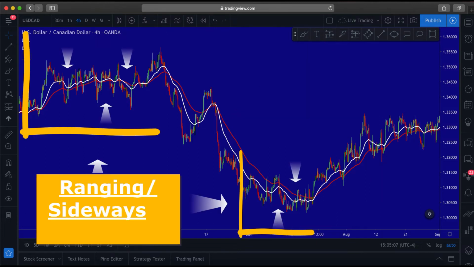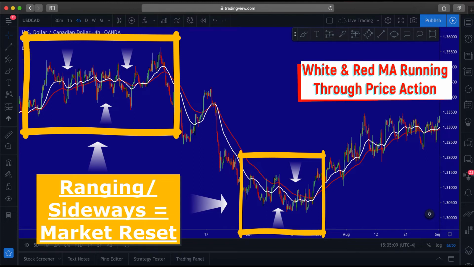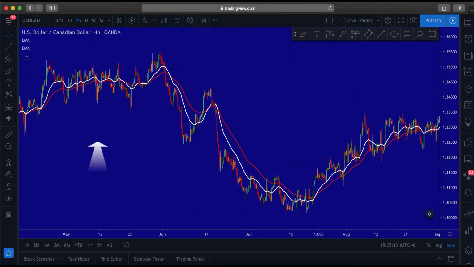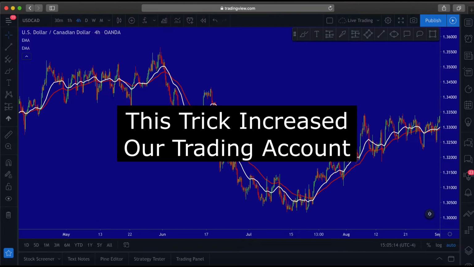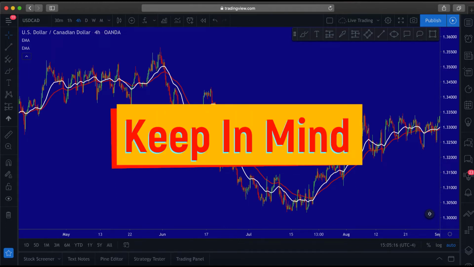When the moving average is running through price action, that means we are in a ranging sideways trend, better known as the market reset. The market reset is simply price action ranging in a particular area where the market makers are able to collect as many orders as possible. However, if you want to learn how to make money in a ranging market, just be sure to go check out our video, This Trick Increased Our Trading Account. Now keep in mind, moving averages are lagging indicators, so we do not trade these alone.